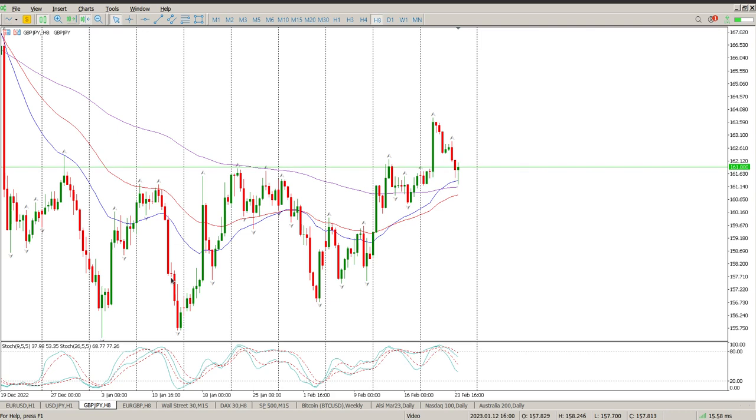Moving on to the British pound, Japanese yen, and I'm definitely on the sidelines here, because everything that we looked at yesterday is basically just being shot out of the water.